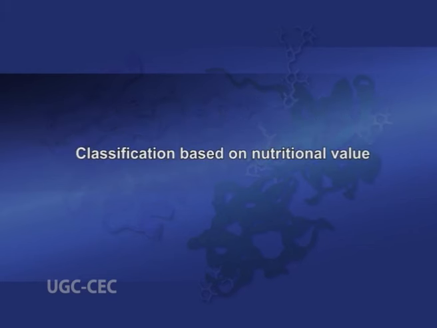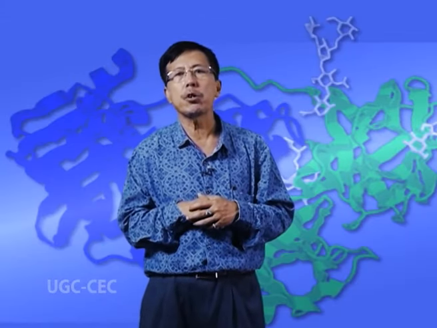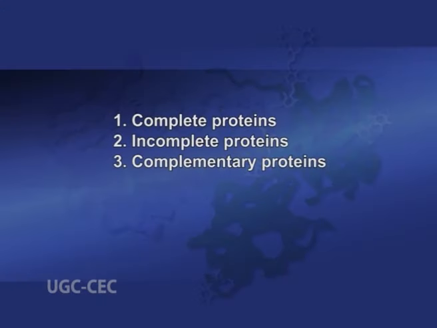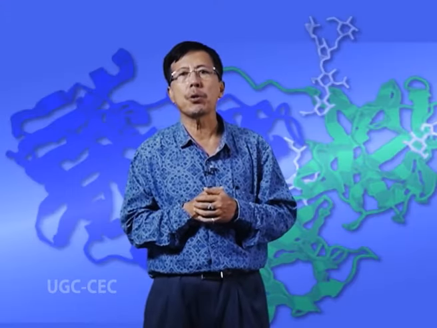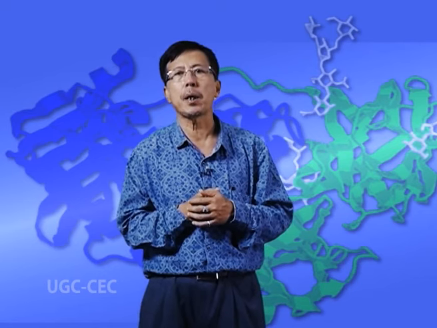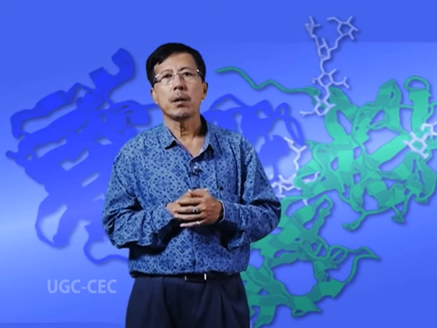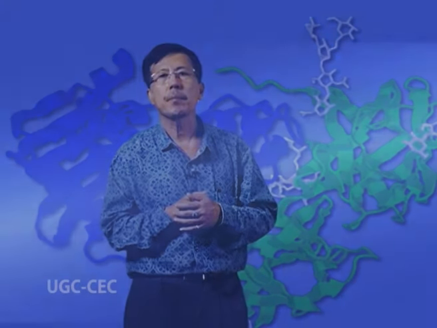Now look at classification based on nutritional value. Based on their nutritional value, proteins could be classified into three types, that is complete proteins, incomplete proteins, and complementary proteins. Complete proteins. A complete protein is one that provides all of the essential amino acids. You may also find these sources called high quality proteins. Animal-based foods, for example, meat, poultry, fish, milk, eggs, and cheese are considered complete protein sources.